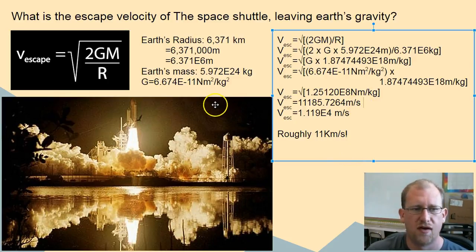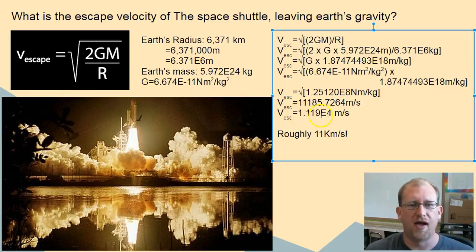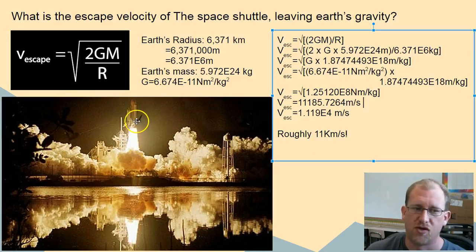Way too many digits. Looking back, I had 4 significant digits in each value, so I'm going to leave myself 4 significant digits in the answer. So that's 1.119 times 10 to the 4th meters per second. That's really fast. That's about 11 kilometers per second. That is way fast. And that is how fast Space Shuttle Columbia needs to be going to escape the influence of Earth's gravity. Crazy fast. So that's escape velocity.